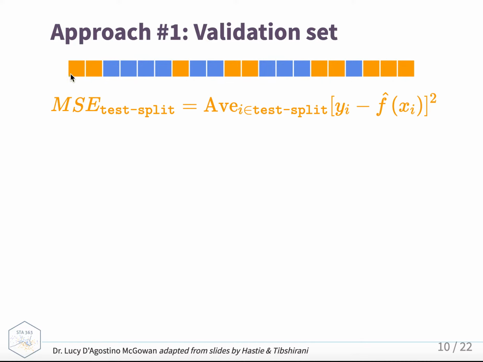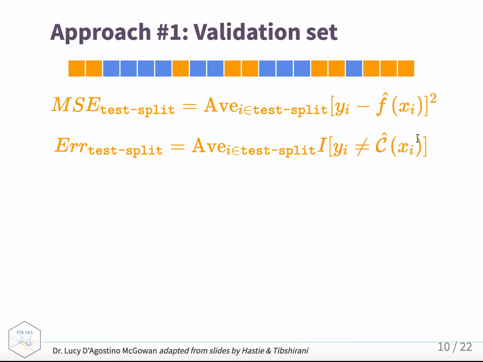On those, if our outcome is continuous, then I use the mean squared error of my validation set, or of this test split. So just take the mean squared error from my orange samples. What that means is I'm averaging over my test data y minus my predicted value of y, squared.